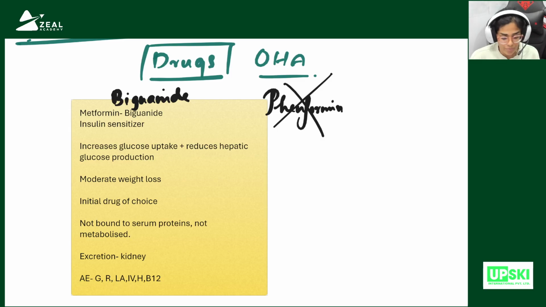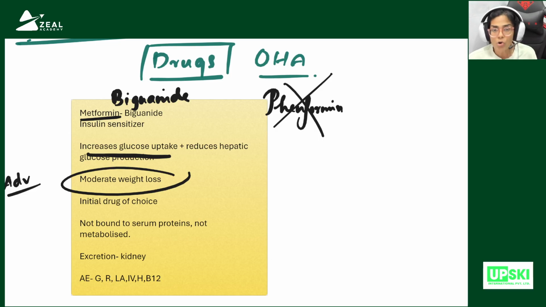Now, what's the mechanism of metformin? The main mechanism is it is an insulin sensitizer, means it increases the sensitivity of insulin to the tissues. That would increase glucose uptake into the adipose tissue, into the liver, into the muscles. So basically, increases glucose uptake by increasing insulin sensitivity. Plus, it has an additional mechanism. It reduces glucose production in the liver, decreased hepatic gluconeogenesis. And biguanides have one advantage: moderate weight loss. Not too severe, but moderate weight loss. There is no weight gain with biguanide.